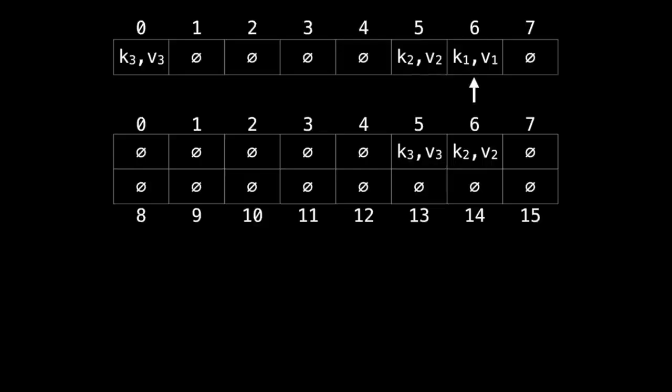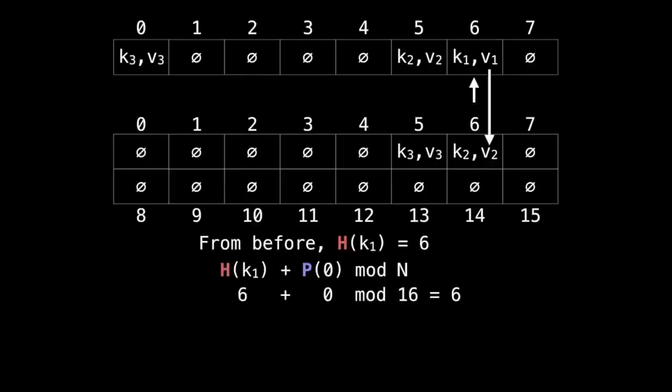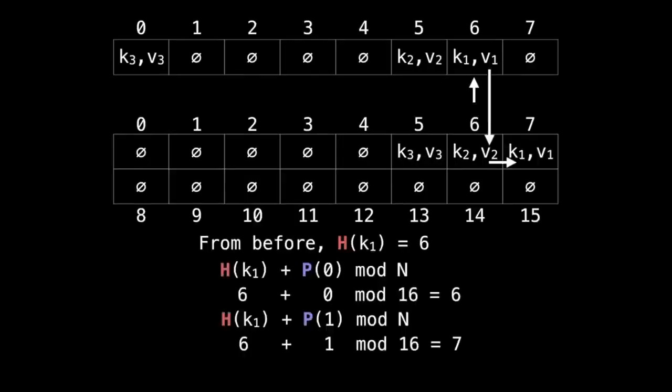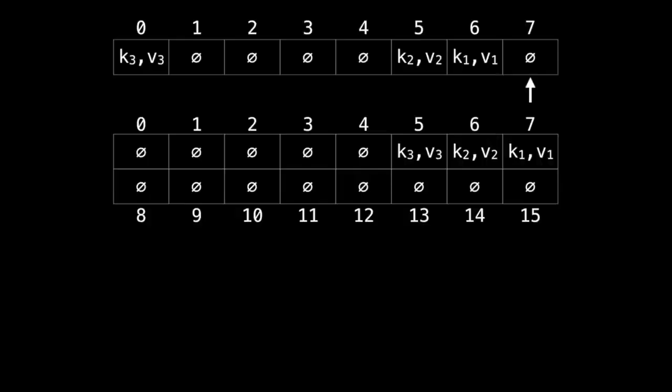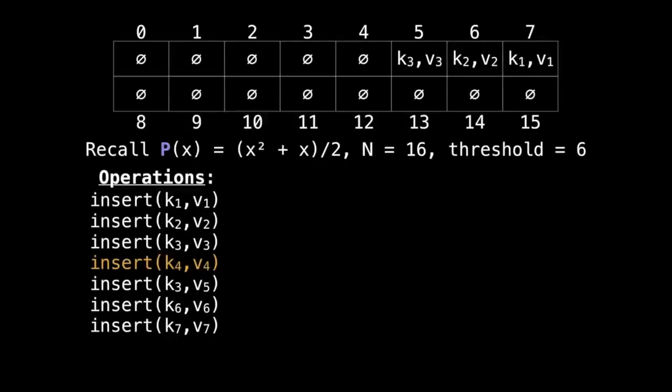Now let's try and insert k1. And we know from before k1 hashed to 6, but we can't put it there because we have a collision. So we're going to probe along. So we're going to put it in position 7. Alright, and that does it for resizing the table. So let's keep going. We still have a few more elements to insert inside our table.